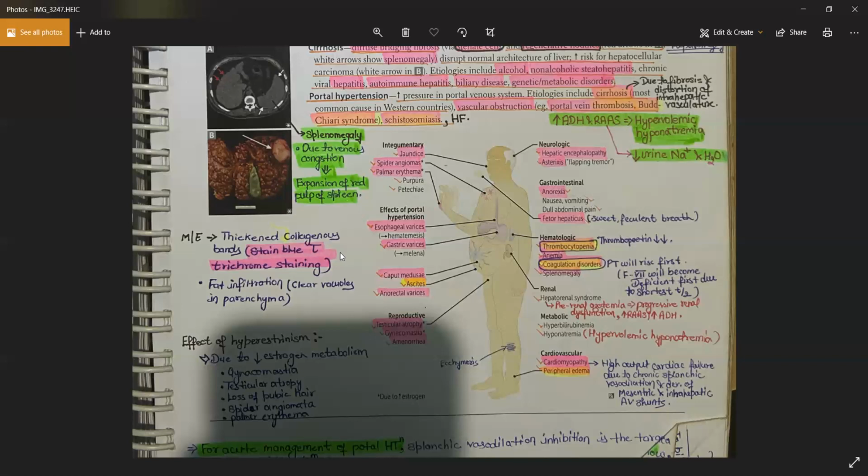So actually, I'm a bit confused. I got a question in which they classified portal hypertension as pre-sinusoidal and sinusoidal. In pre-sinusoidal, as in case of portal vein thrombosis, they mentioned that we don't get ascites. No, we get the ascites.